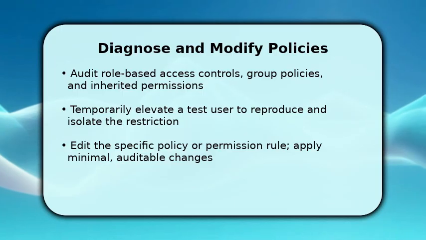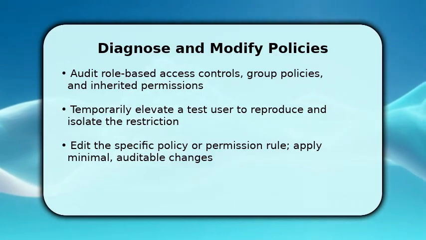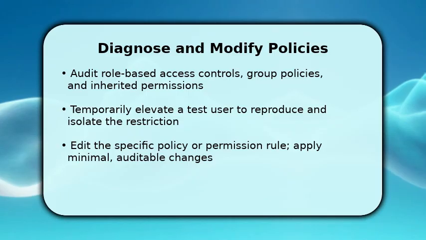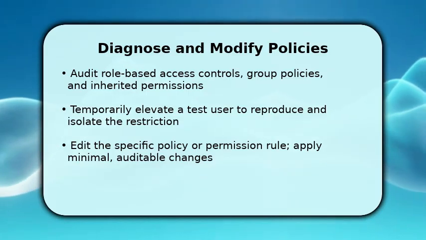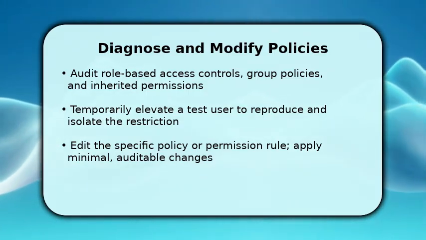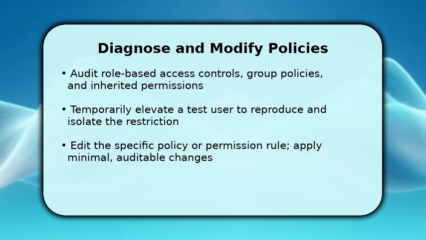Then, modify only the specific policy or permission that's too restrictive, applying least privilege adjustments. Make sure to add comments or audit notes, explaining why you changed the rule so reviewers understand the rationale.